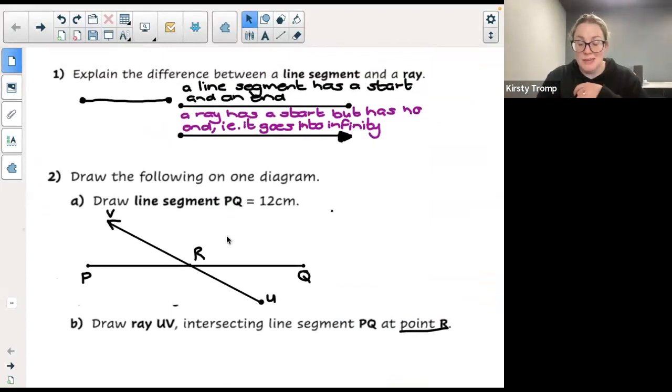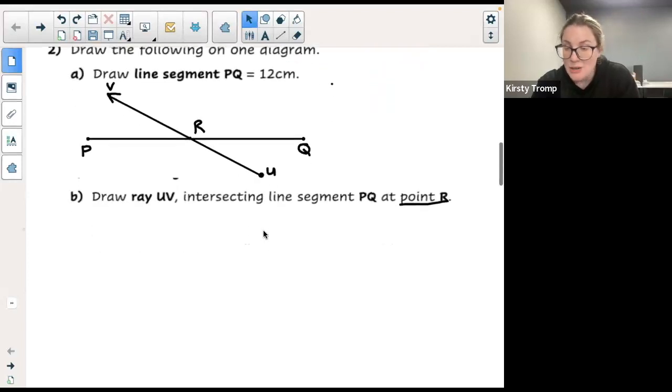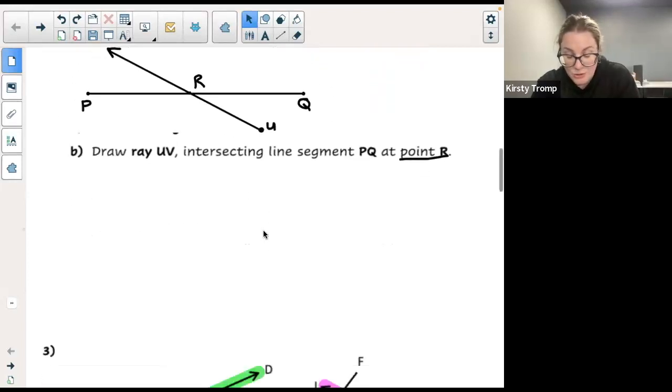Looking at the difference between a line segment and a ray, first of all. We said that a line segment has a start and an end, whereas a ray had a start and it carried on forever. Then we drew some line segments using our ruler, and then we drew some rays.